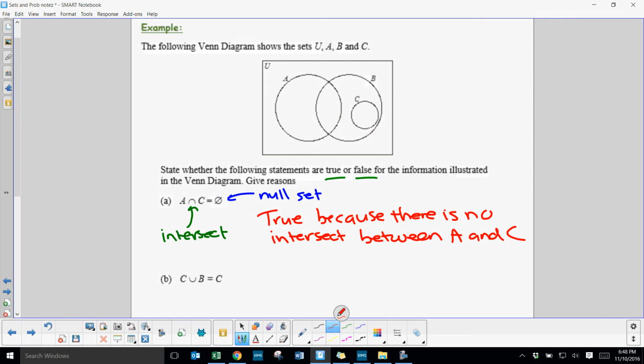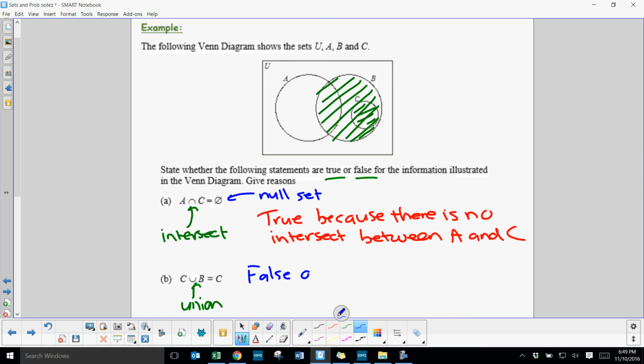This next question here. C union B is equal to C. So it's good to be in the habit of reminding ourselves. Saying C union B means if you shaded all of C and all of B. So when you shade all of C and all of B, does that give you just set C? No, it doesn't. Clearly it gives you set B. So that is false. But remember, we have to give reasons.